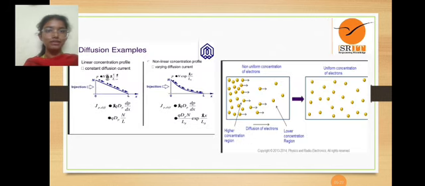Here we can see the diffusion current examples. Here is how it looks when the electric field was not applied. Here, when the electric field was applied.